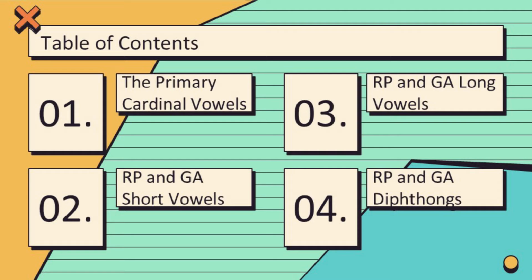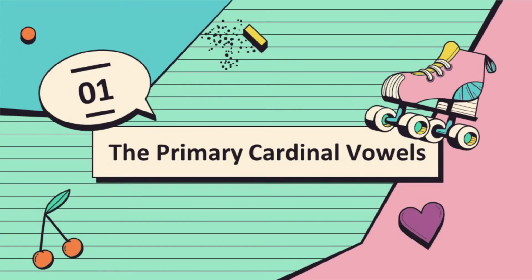For our table of contents today, the first is the primary cardinal vowels, second, RP and GA short vowels, and third, RP and GA long vowels, and the last, RP and GA diphthongs. For the first presenter, we call our sister Yusa Rizkhika. Time is yours. The primary cardinal vowels.